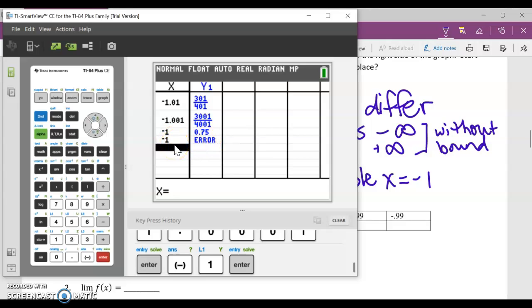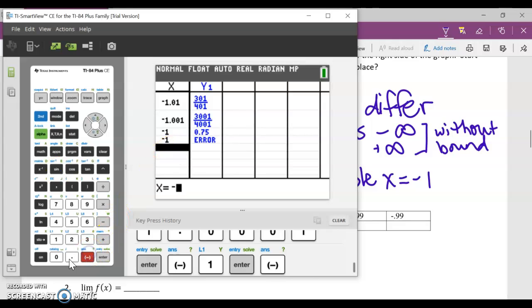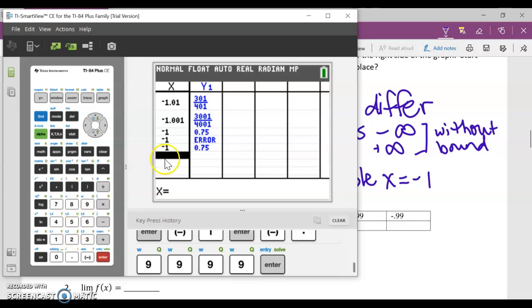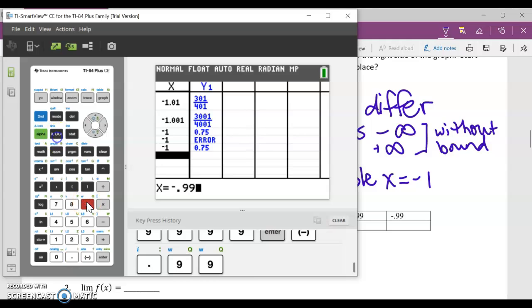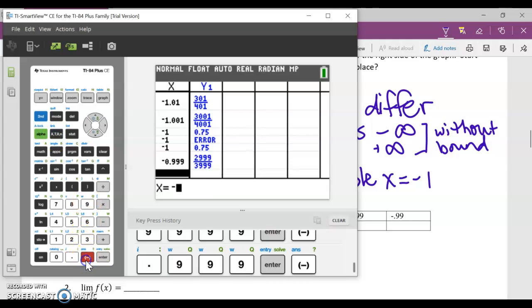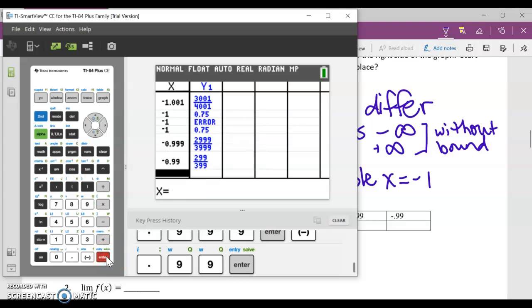Now we get a little bit bigger than that. So now we have negative 0.9999. Again, it rounded that. Negative 0.999 and negative 0.99. So you can fill those out in your table.